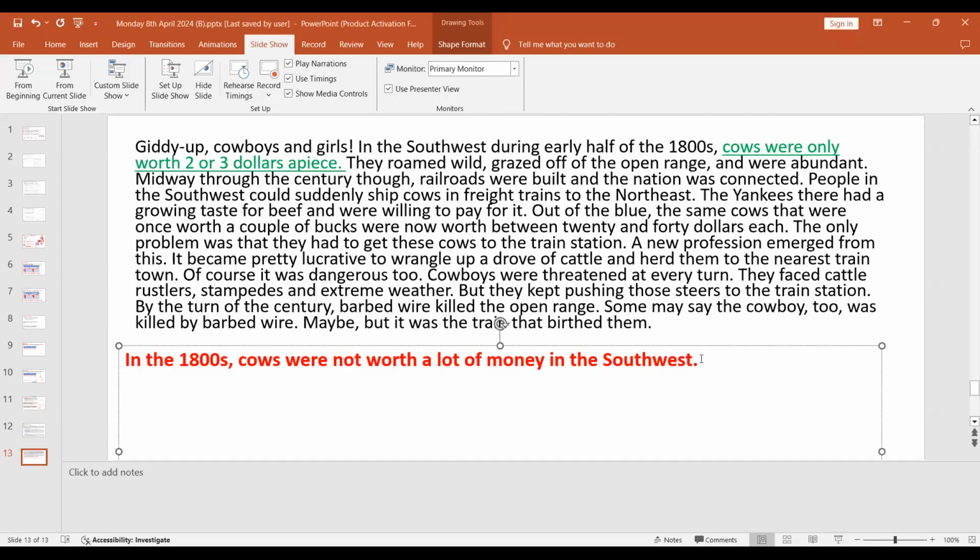Okay, so next up, what else do we need to include? Did this change? And if it changed, why did it change? Did the price of cows increase or decrease? Increase. It increased, right? Why did it increase?